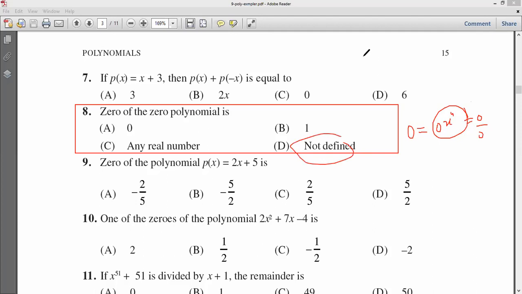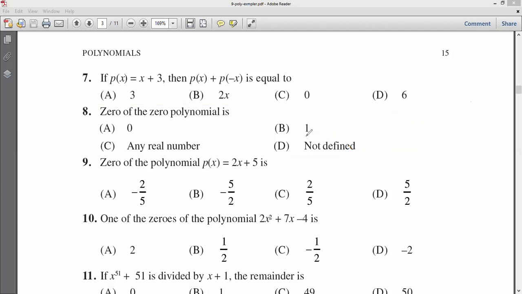So what is the answer here? Tell me. Not defined. First, 0 upon 0 is not a defined value. You cannot define this value. 0 upon 1 is defined. What is 0 upon 1?